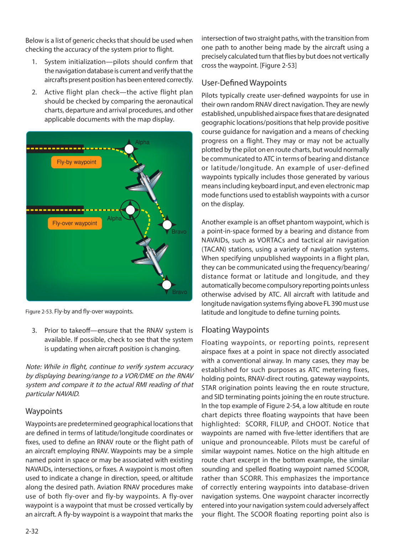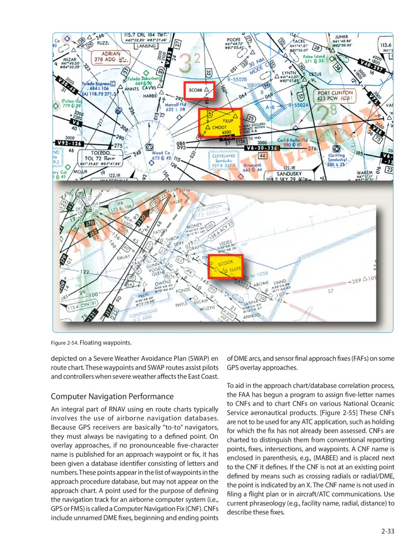Notice that waypoints are named with 5-letter identifiers that are unique and pronounceable. Pilots must be careful of similar waypoint names. Notice on the high altitude en route chart excerpt in the bottom example, the similar sounding and spelled floating waypoint named SCORE, rather than SCORE. This emphasizes the importance of correctly entering waypoints into database-driven navigation systems. One waypoint character incorrectly entered into your navigation system could adversely affect your flight. The SCORE floating reporting point also is depicted on a severe weather avoidance plan, SWAP, en route chart. These waypoints and SWAP routes assist pilots and controllers when severe weather affects the East Coast.